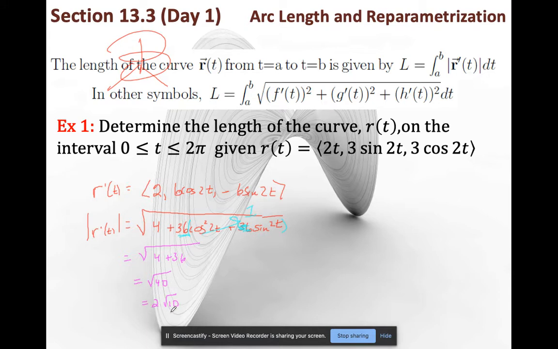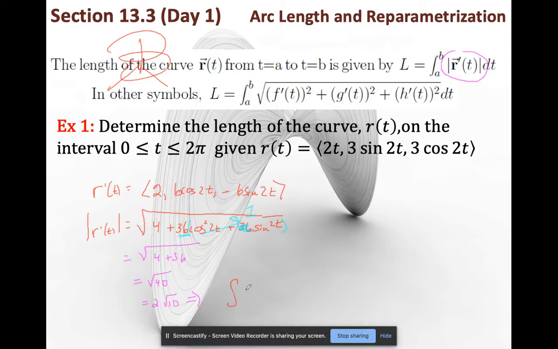And I don't care if you write 2 root 10 or square root of 40. It doesn't matter. But notice I wanted you to do this on the interval 0 to 2 pi. So what have I gotten here? I have just got this expression. This is all I've done now. I have to take this and integrate.